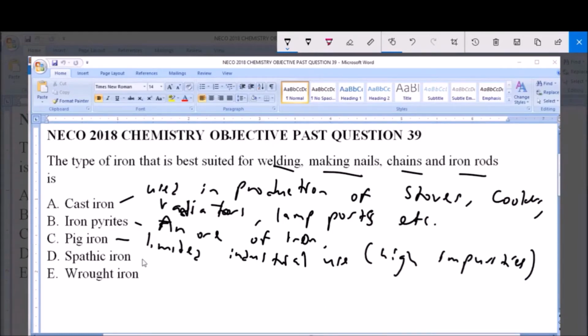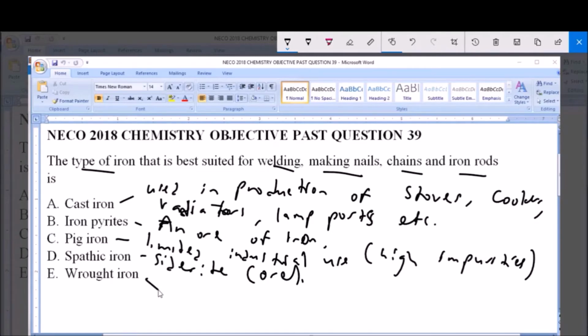Now spatic iron is also referred to sometimes as siderite, which is also an ore of iron. So similar to iron pyrite, spatic iron or siderite is an ore used in the production of various types of iron, not a type of iron. Now option E says wrought iron.